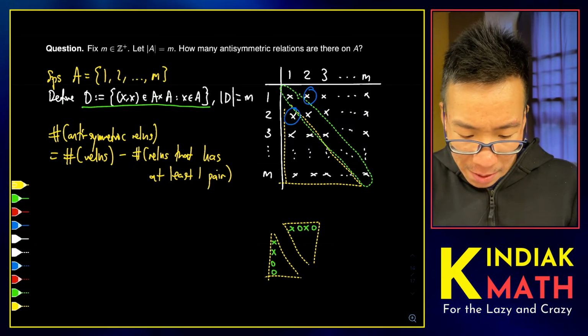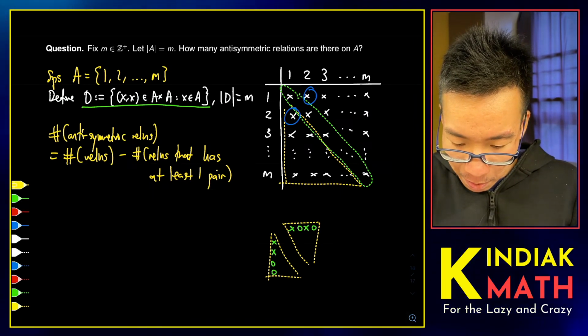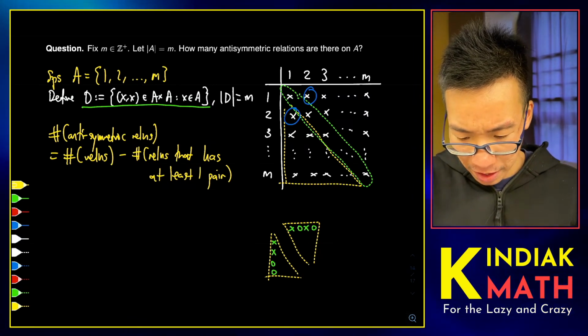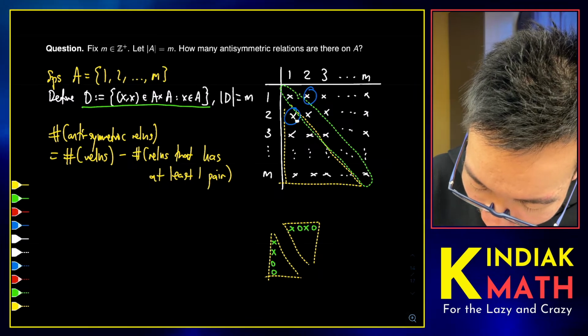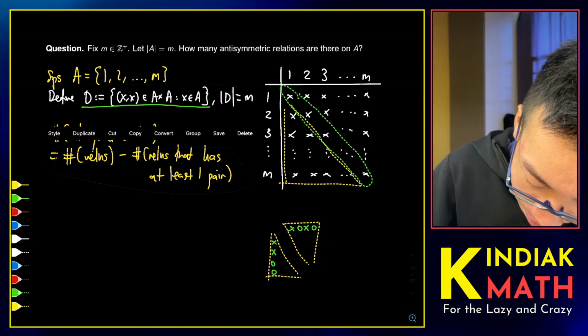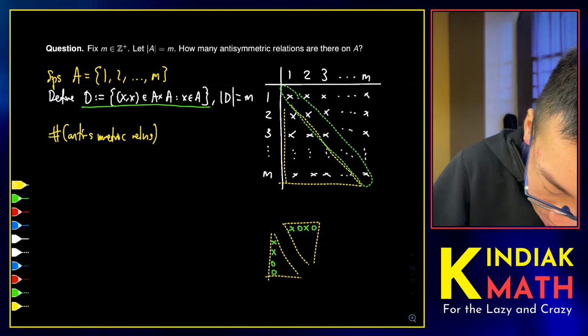And so, this might not be very easy to calculate either. So perhaps let's just try a slightly different approach. Now, let's first start with the number of choices on the diagonal.